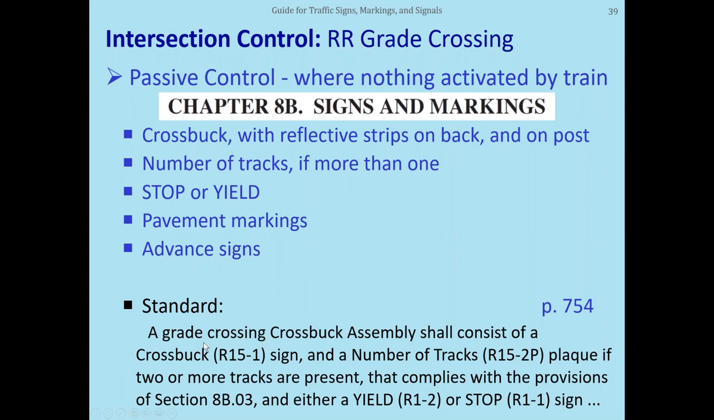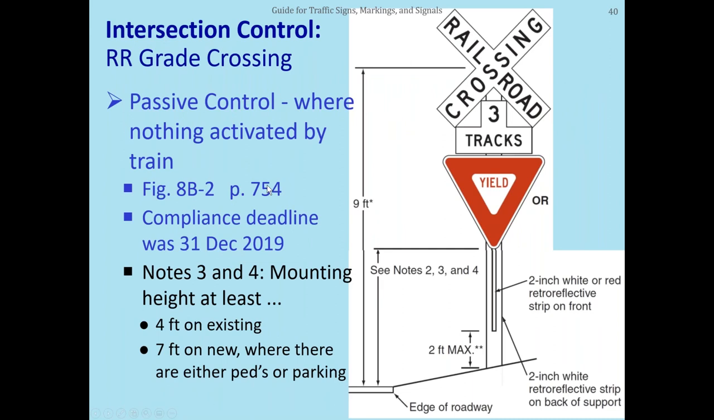So the text from the MUTCD, a grade crossing crossbuck assembly consists of the crossbuck, the number of track sign, if it's two or more, and either a yield or a stop. So this passage here is what I've tried to break out into parts with the bullets above. Here's a picture of the installation, your crossbuck, number of tracks, yield or stop, and a reflective strip. Also a reflective strip on the back side of the post.